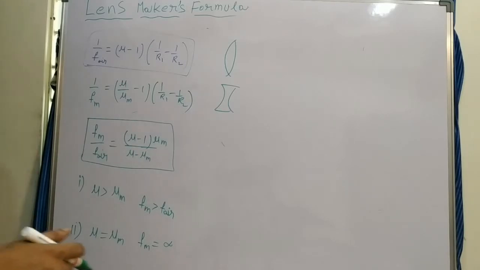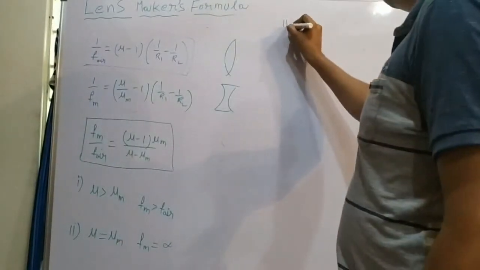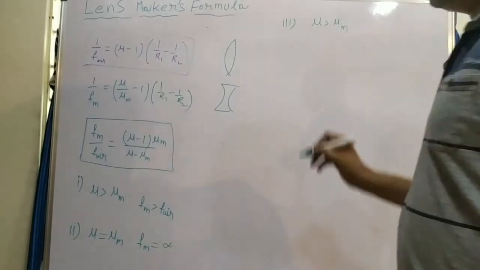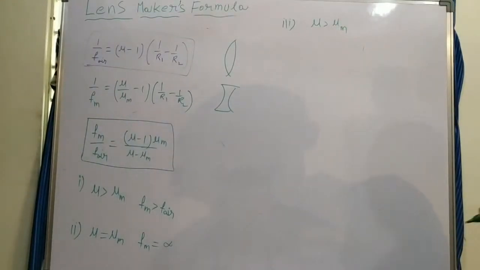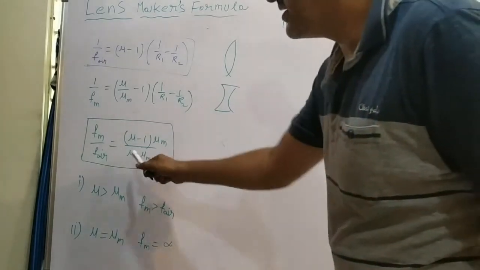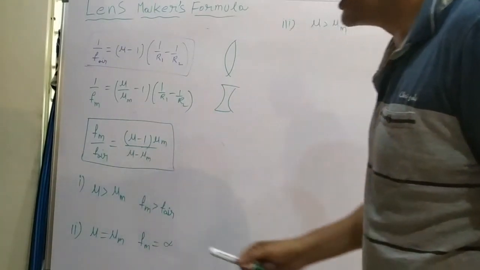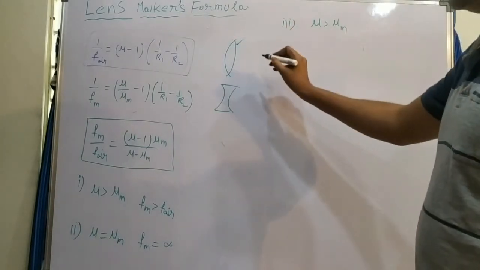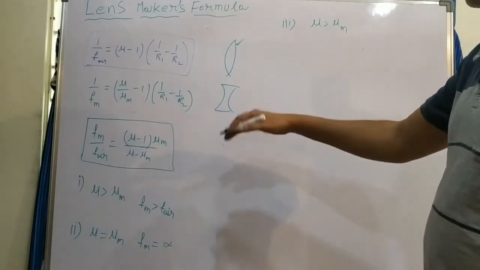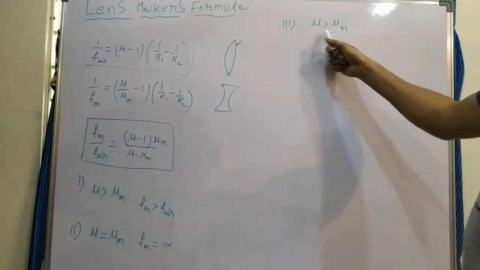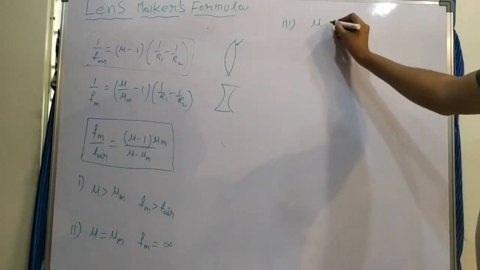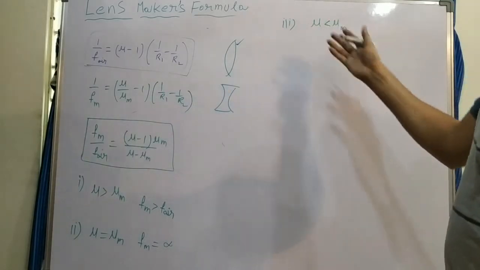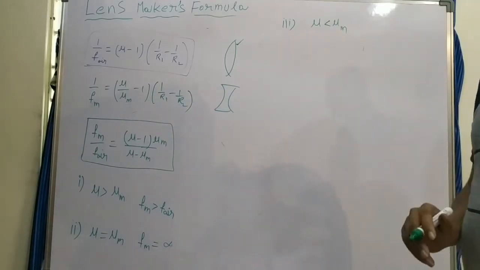Suppose in the third case, the refractive index of the medium is greater than that of the lens. Then what happens? So if it is greater, we get a reverse sign. Here you see, we are getting negative. That means this lens, which is like a convex lens, once it is immersed in a liquid or a medium having a refractive index greater than the lens, so mu is less than mu medium, then what happens? It changes nature. Convex behaves like concave and concave behaves like convex.